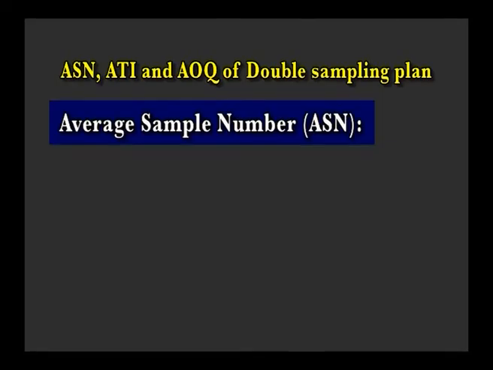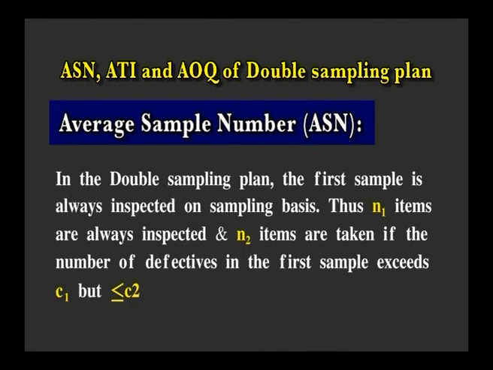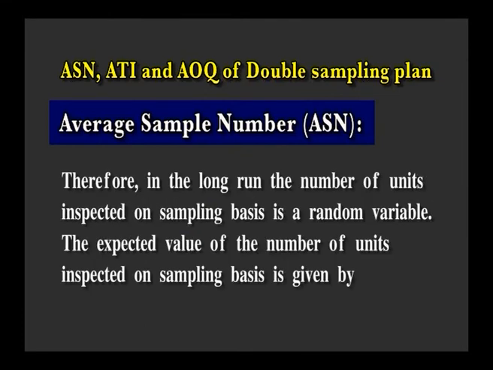How to derive ASN, ATI and AOQ of double sampling plan. Average sample number, ASN, of double sampling plan. In the double sampling plan, the first sample is always inspected on sampling basis. Thus, N1 items are always inspected and N2 items are taken if the number of defectives in the first sample exceeds C1 but is less than or equal to C2. Therefore, in the long run, the number of units inspected on sampling basis is a random variable.